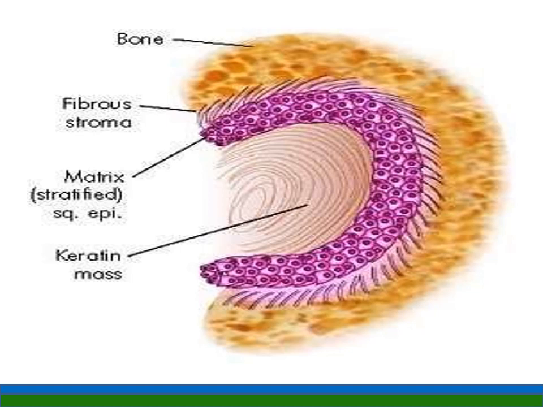See, this is bone, right? And this is the fibrous stroma, the second layer, and this is stratified squamous epithelium. You can see cells are arranged in a very disciplined manner. This is like a sac, and in the middle you have the keratin debris, the accumulated keratin mass. So it is like a sac.